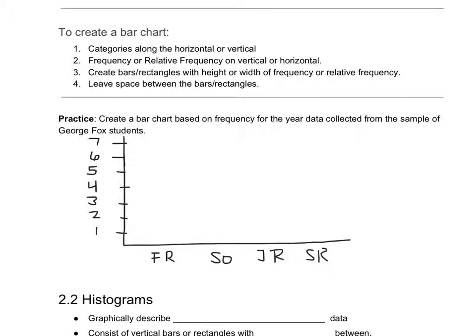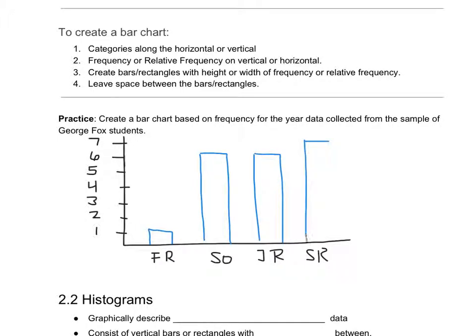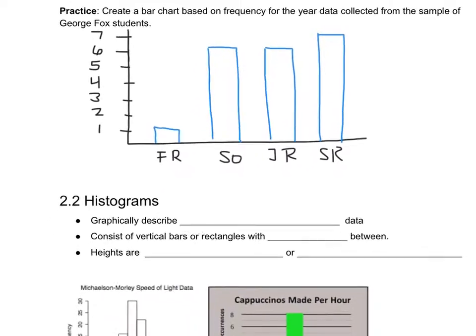And for freshmen, our frequency was 1, so we'll create that rectangle that has height of 1. For sophomores, our frequency was 6, so we'll make that rectangle have height of 6. Junior, also 6. And senior was 7, so a rectangle a little bit taller. Okay, so there is a bar chart for the variable year from our sample of George Fox students.